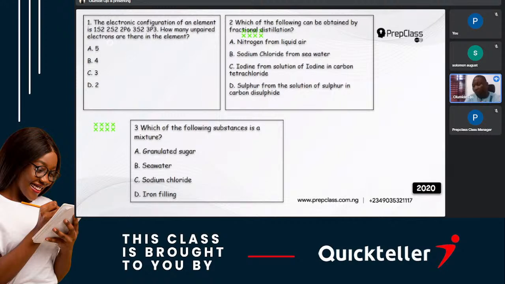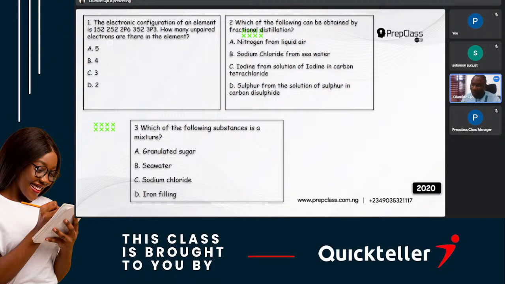Now, according to Hund's principle, when you want to arrange electrons in an atom, you need to arrange them singly first. You arrange them one, one, one, one first before electron pairing starts taking place. For the 1s2, the maximum number of electrons in the s orbital is 2. So that one is complete, 1 up and 1 down.